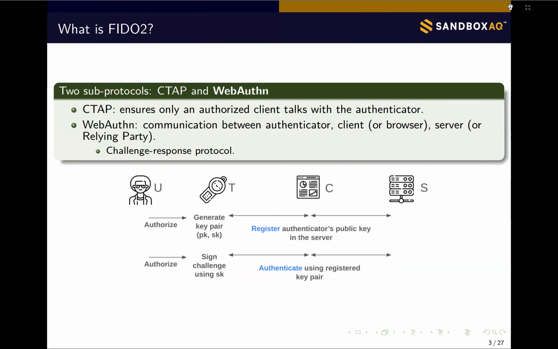Okay. So FIDO2 also has two phases. In the first phase, which is the registration, the user is going to register their authenticator to be used in a server, so that later on in the authentication phase, they are going to be able to use this authenticator to authenticate. In order to do that, during the registration phase, the authenticator generates a key pair, and the public key is registered in the server. And later on in the authentication phase, this authenticator will prove that it knows the secret key, the private key corresponding to the public key registered in the server, by signing a challenge.